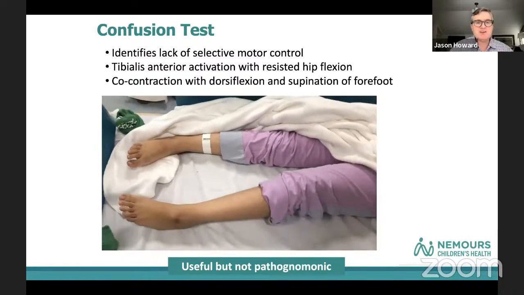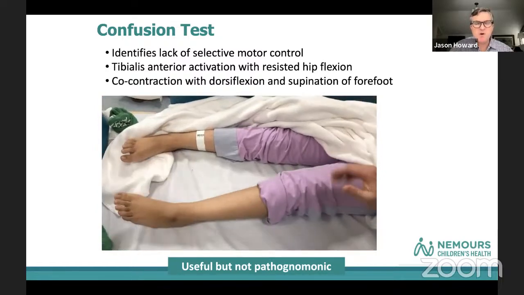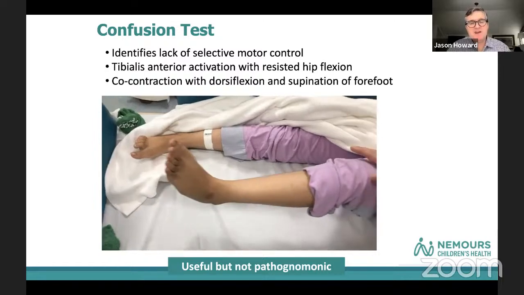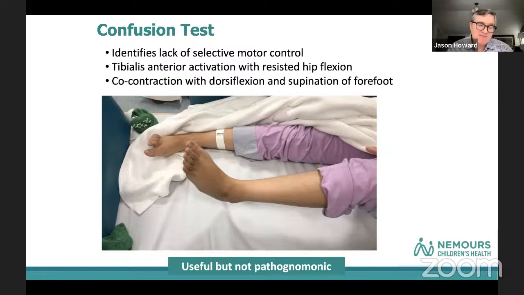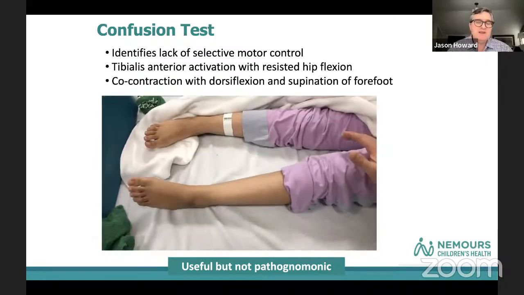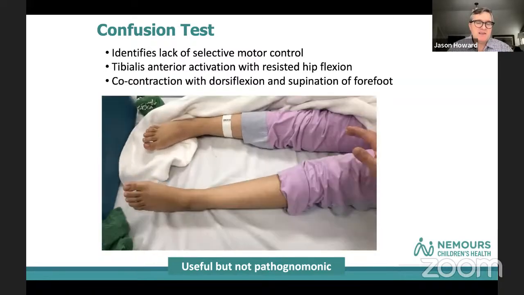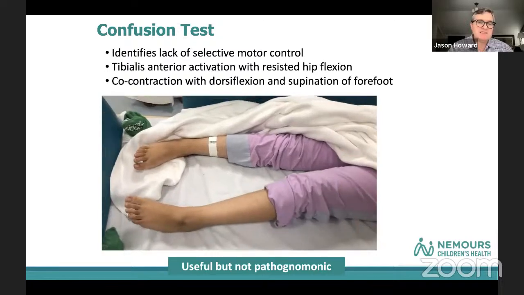And you've got co-contraction of that tendon because of the poor selective control. I wouldn't say this is pathognomonic, but it can be very helpful, particularly if you don't have a gait lab. Like I have a gait lab. We look at EMG. So that's the best way to determine abnormal function of tibialis anterior during swing. But if you don't have this, this simple test can help you as well.